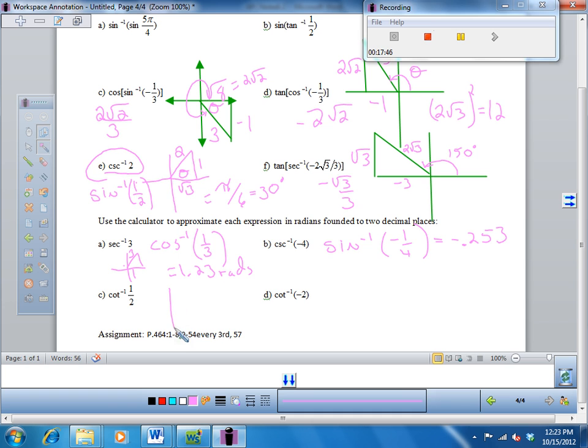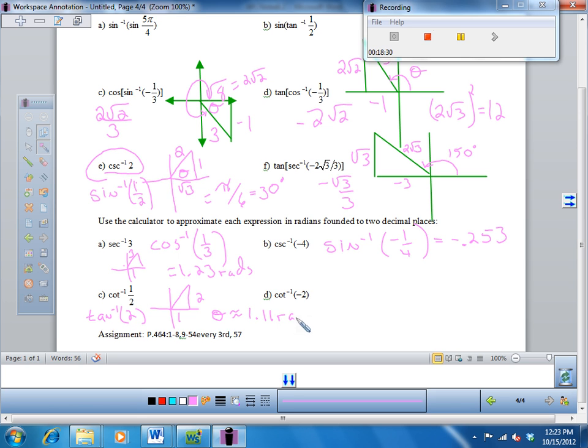So this one, which quadrant am I going to be in? Where is everything positive? First quadrant. So whenever it's positive, you just have to worry about the first quadrant. Right? So cotangent is adjacent over opposite. So tangent, you should take the inverse tangent of that and find 2. And do that on your calculator. You get that theta is about equal to how much? 1.1. Is that correct? Yes, Sam. You get about 1.11 rads.